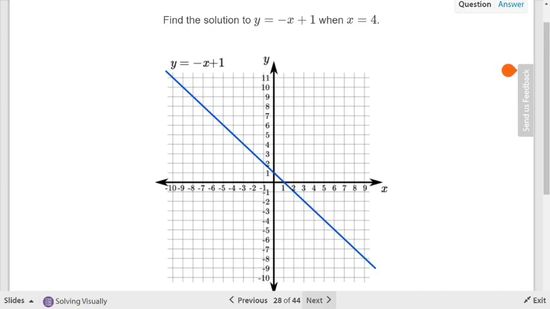Okay? So if x equals 4, again, x equals 4 here. So go down until you hit the line and go over, and that means that y is equal to what? -3. So it's exactly the same exercise that we used when we were finding the coordinates for an ordered pair, except this time it's on a whole line.